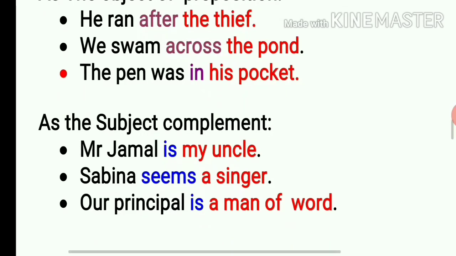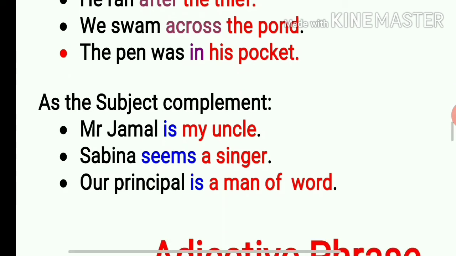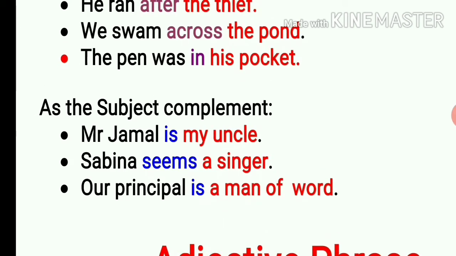Then coming to the subject complement. In another class, subject complement has been discussed very clearly. In a sentence, when the subject and its predicative objects are the same and between them there is a linking verb. Here we see three examples in this regard. The first one, Mr. Jamal is my uncle.